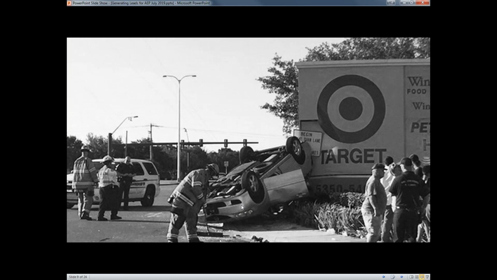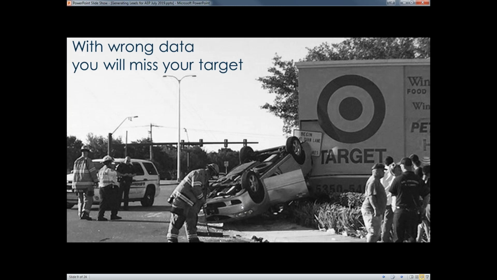The most important ingredient of all of this is not creative. It's not necessarily the products you have. Really, it's the data. Who you're going to send your message to, whether it's direct mail, newspaper, or whatever it is, you want to send it to the right data. Because if you don't have the right data, you're going to miss your target. You're going to be upside down, just like everything else in your marketing budget.